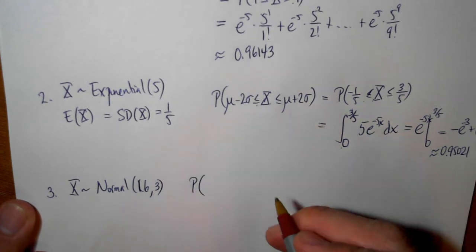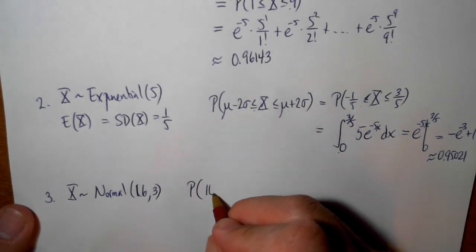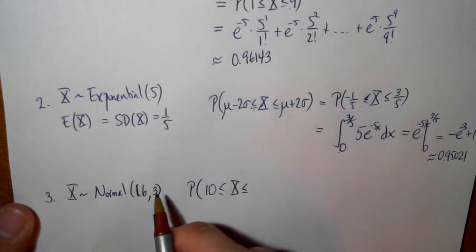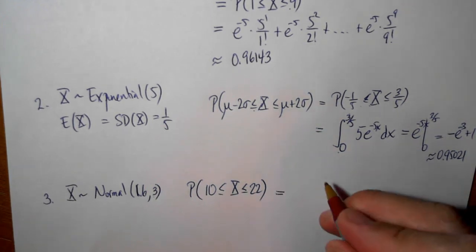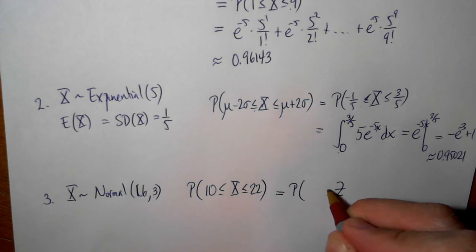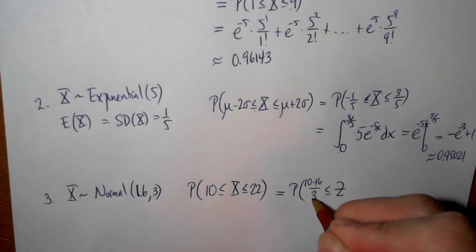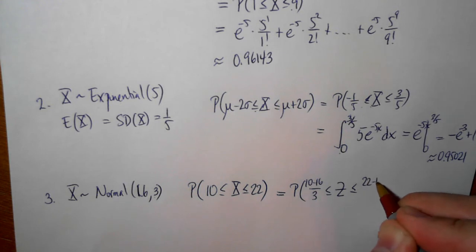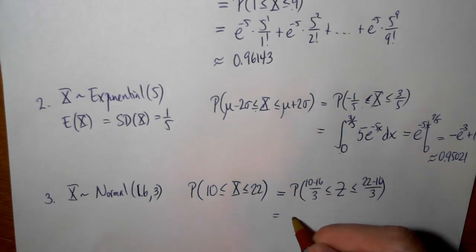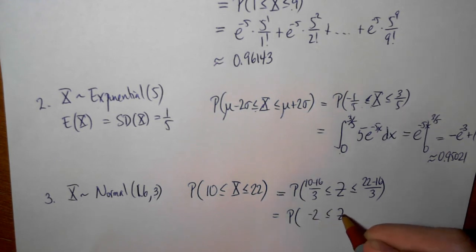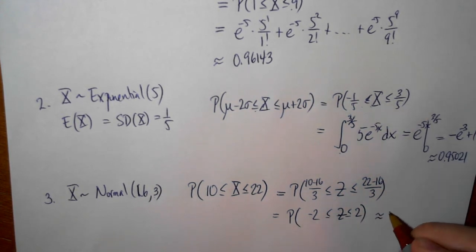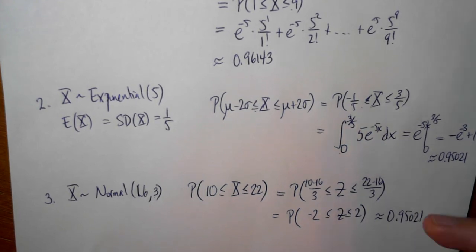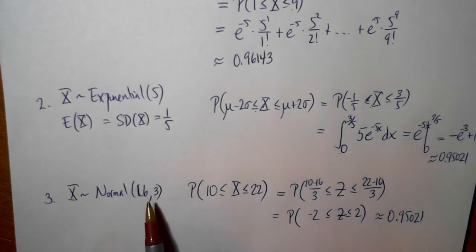Then the question is the probability that if I take 16 minus 6, that's 10, and then 16 plus 2 times 3 is 22. Then I use the standard technique of converting this to a standard normal random variable. So that'll be 10 minus 16 over 3, less than or equal to 22 minus 16 over 3, which is the probability that z is between negative 2 and plus 2. And then from this point we use the normal table, or else use technology, and this works out to be approximately 0.95021.